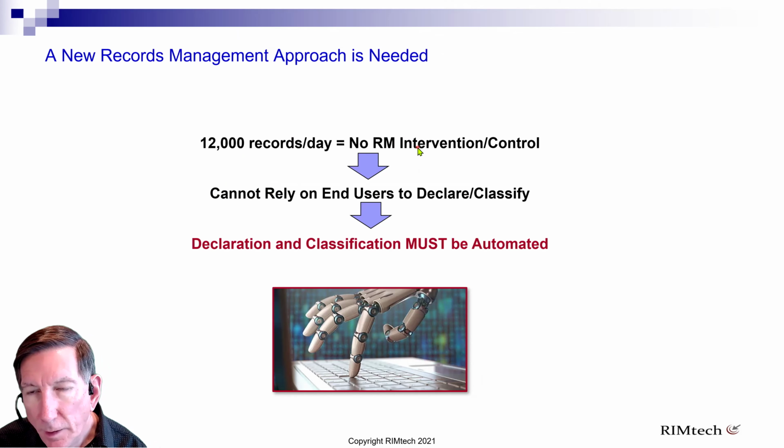Given that fact, and a very big assumption also that we cannot rely on end users to declare and classify records reliably, then we're stuck. The records managers can't do it. We can't count on the users to do it properly and consistently. So what's left? Automation. So the backdrop to this is everything is automated with Purview.